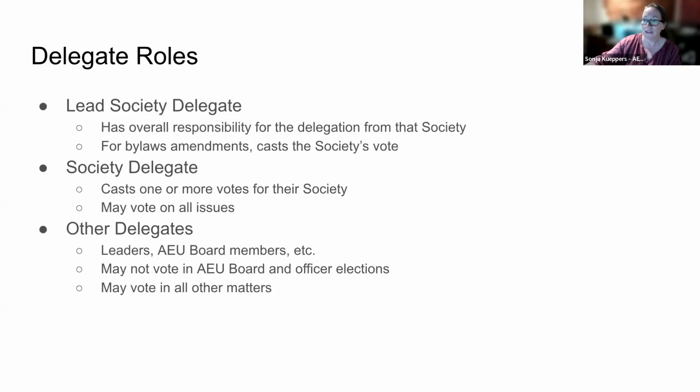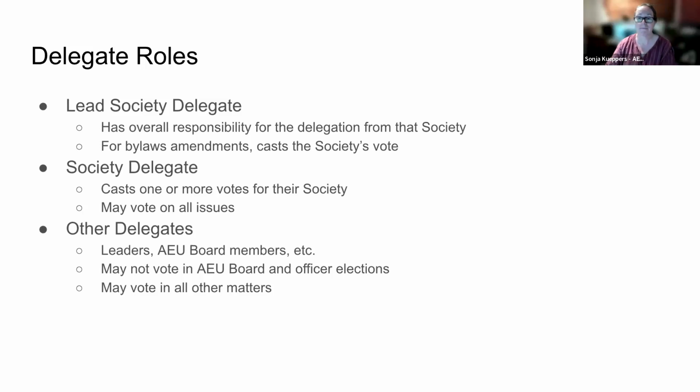So anyway, the categorical delegates or other delegates can't vote in these AEU board and officer elections, but they can vote on all the other matters of business. So they can vote on the budget, they can vote on the scenarios, they can vote on the bylaws amendments. They just can't vote in the board and officer election. And all of that is laid out in our bylaws. All right. Any questions about that?